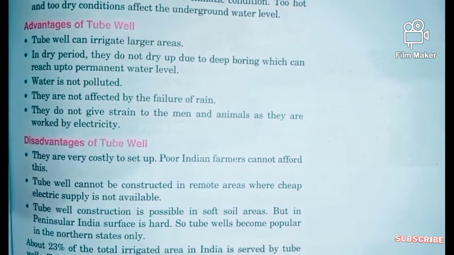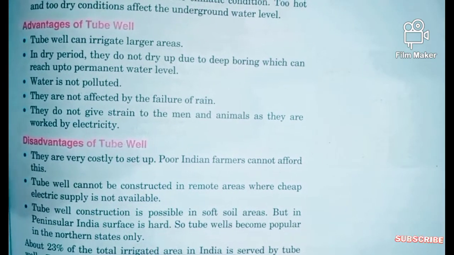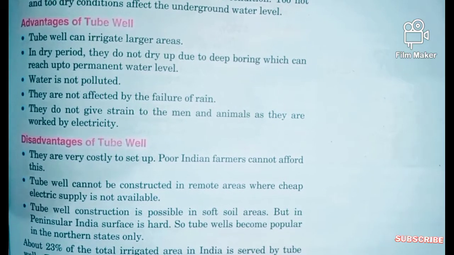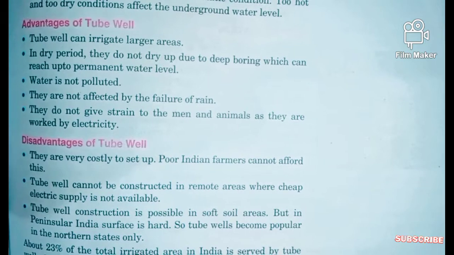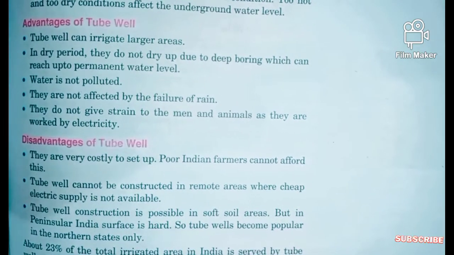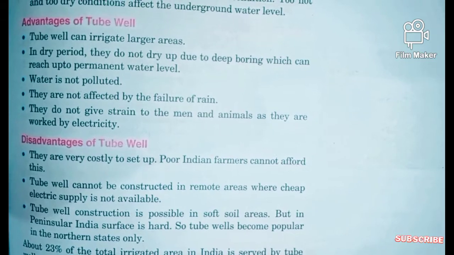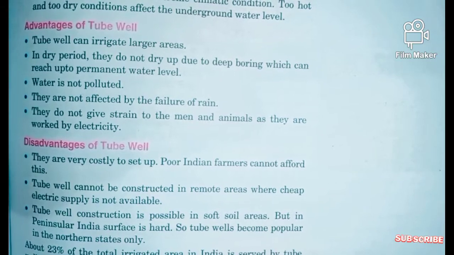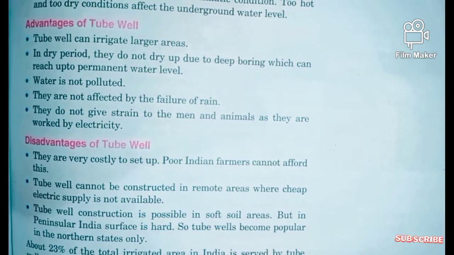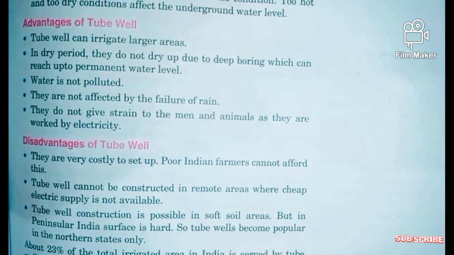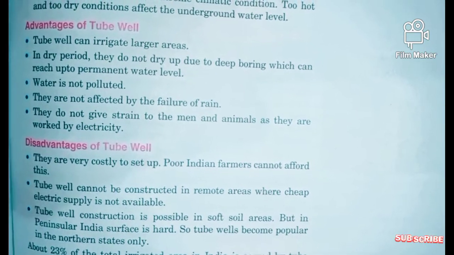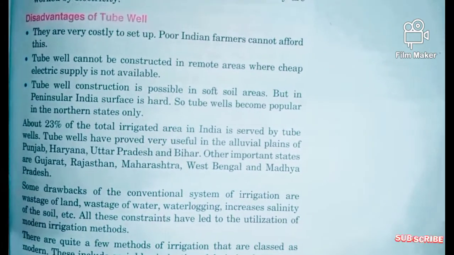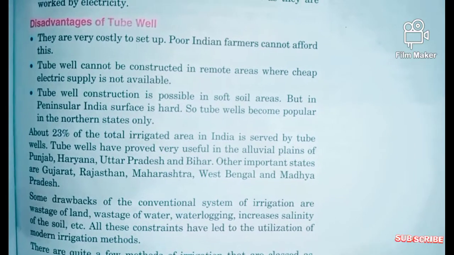First, it can irrigate a large area. In dry periods, they do not go dry because they use the permanent water level or water channel in the ground, so they can work for a longer period of time, even into the dry period. Water is not polluted because it is not mixed. They are not affected by the failure of rain because of the storage of water underground, and they do not strain men and animals. They work by electricity, so we can easily extract the water using only electricity. That's a plus point over the other methods that we have discussed.